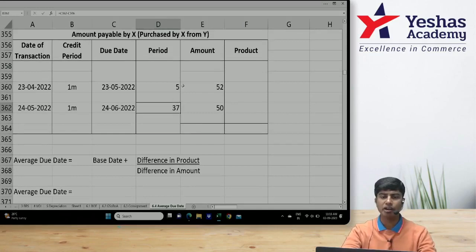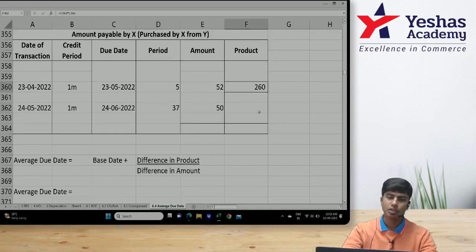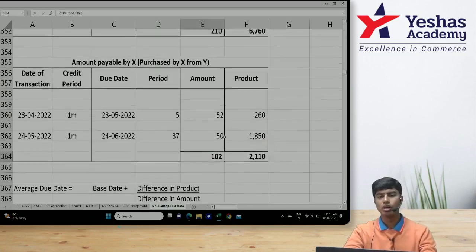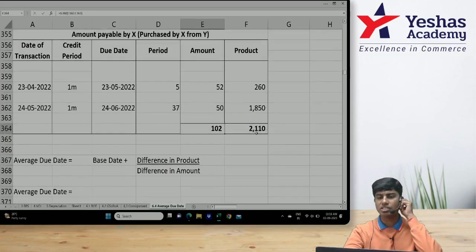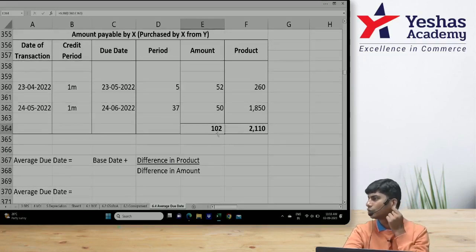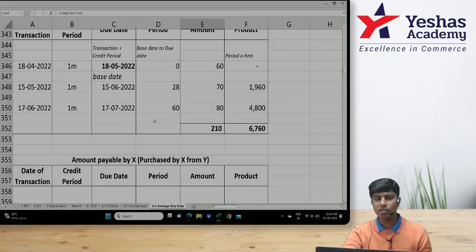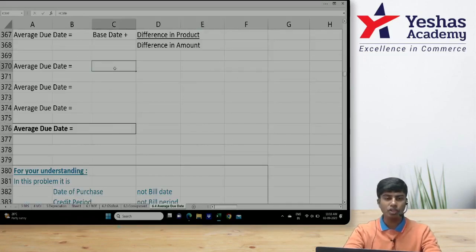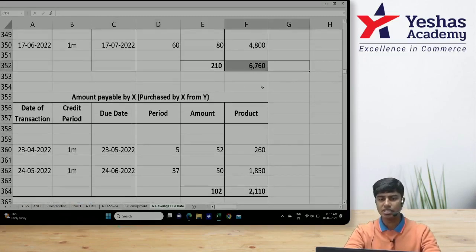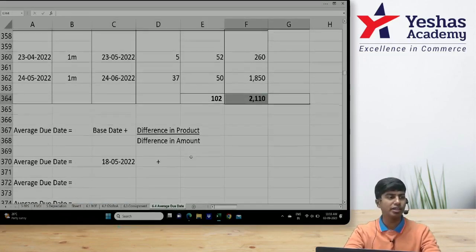That is 37. Find the product. 5 into 52, 260. 37 into 50, together 2110. Amount 102. Now we'll take the difference: 6760 minus 2110, 210 minus 102. That's how it should be done. These items could have been included in this table as a minus item, but they were done separately. 18th of May is the base date plus 6760 minus 2110.